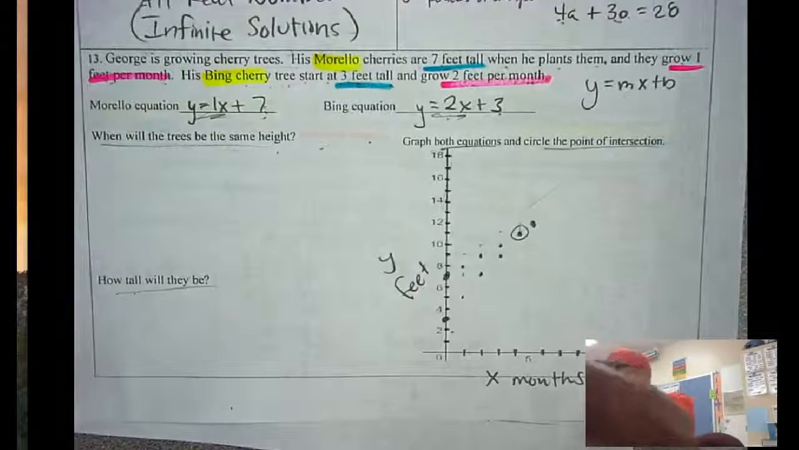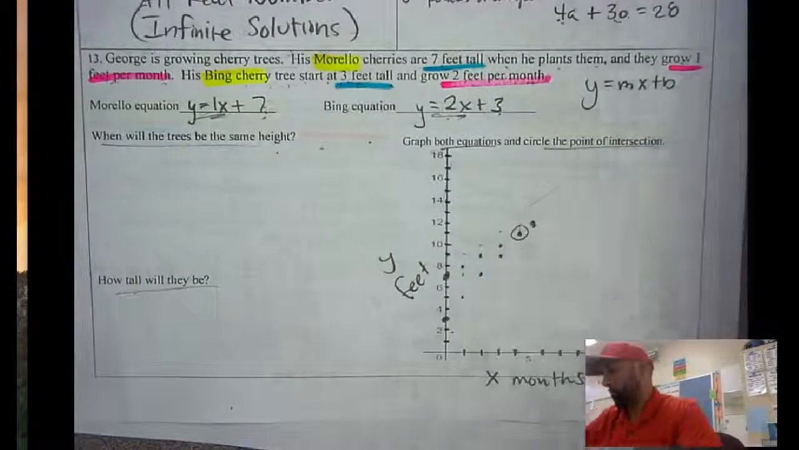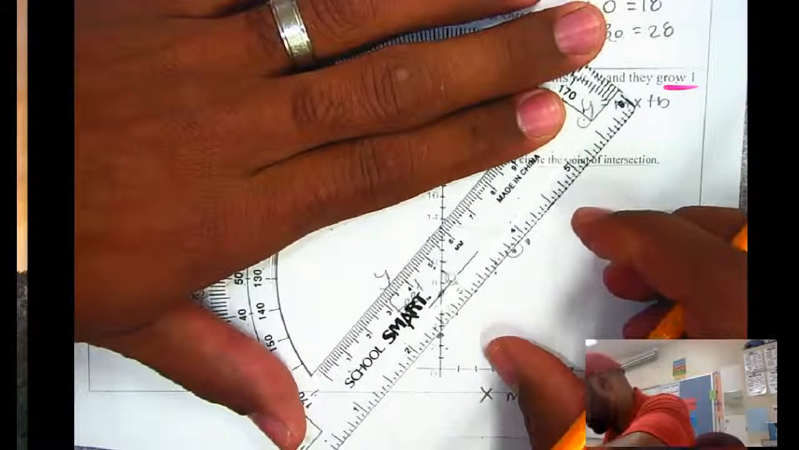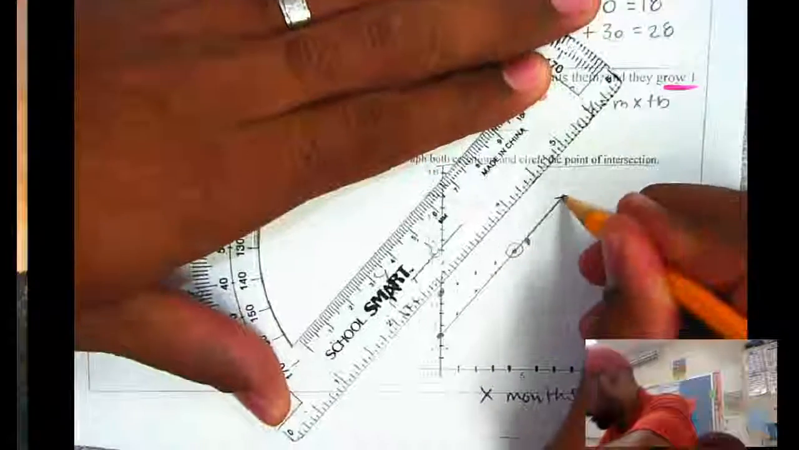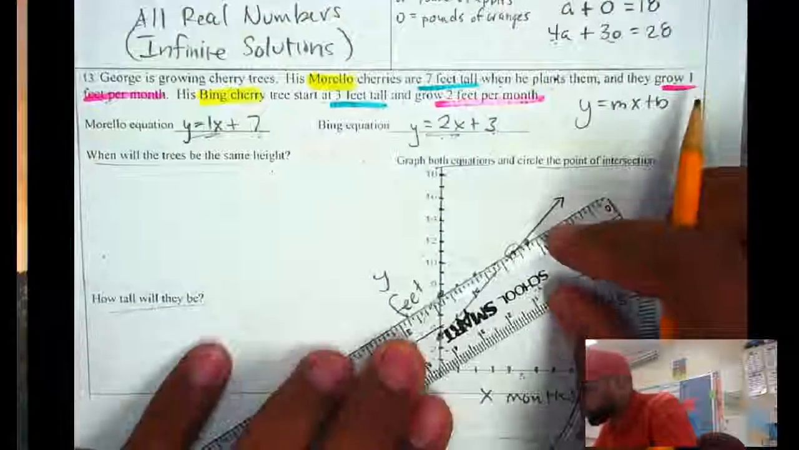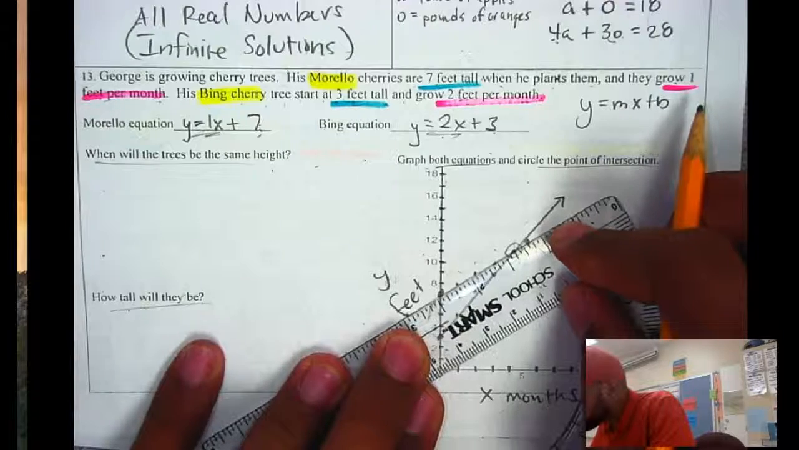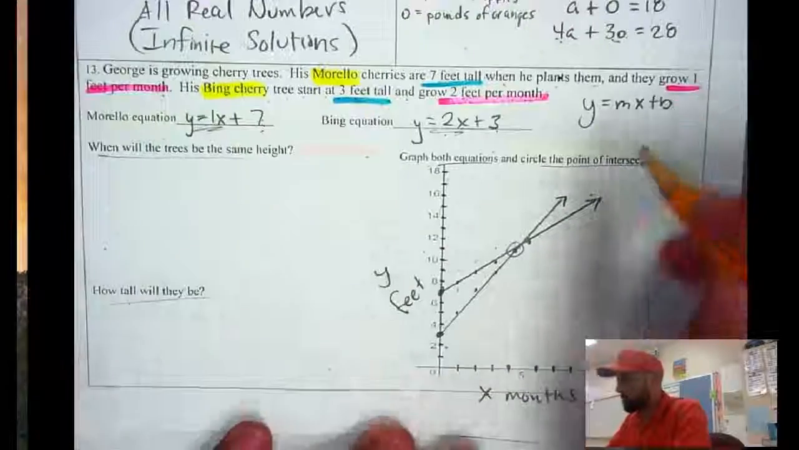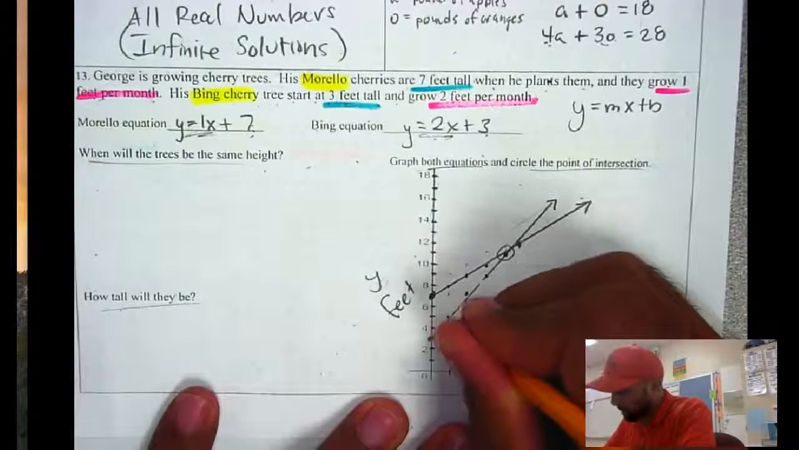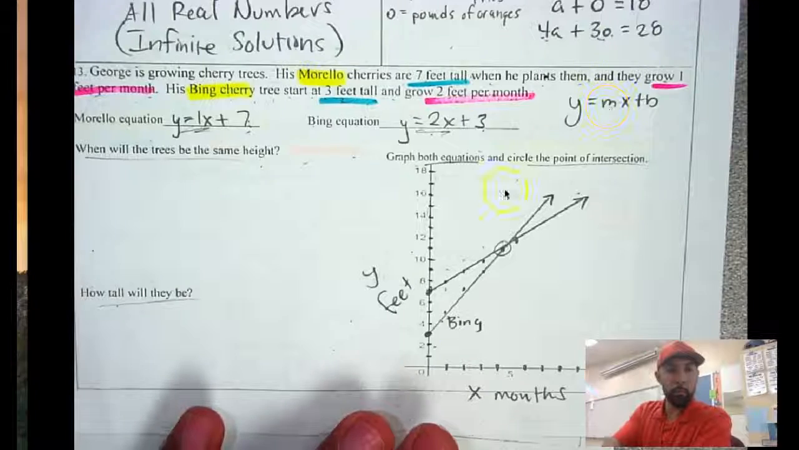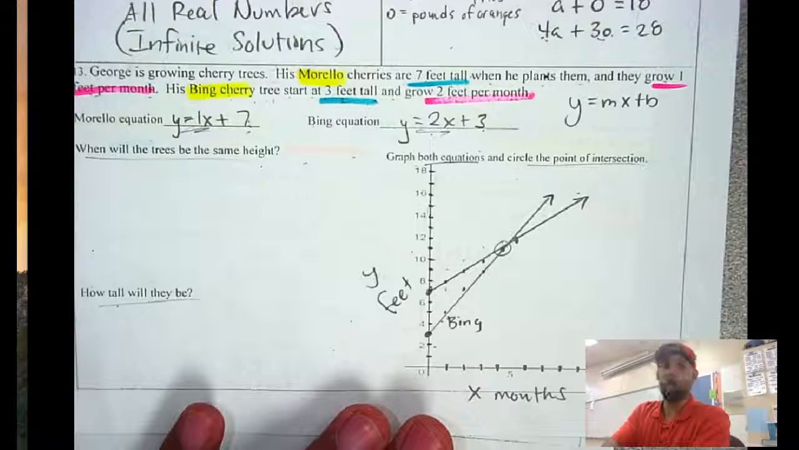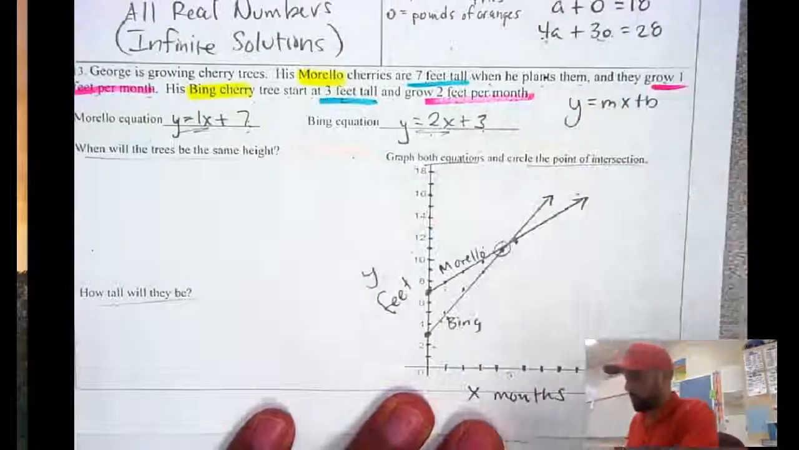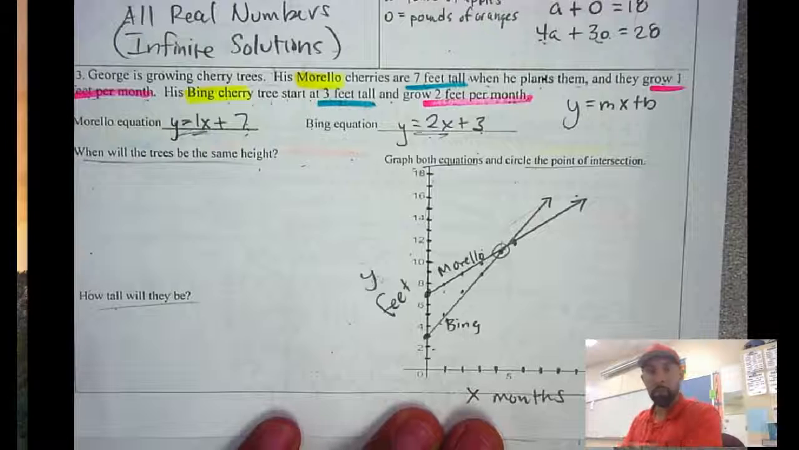So what I'm going to do now is draw out my lines. I'm going to start it there, and then I'll go off in this direction. This tree is the Bing. I'm going to label it. The next one is going to be the Morello tree. So that goes there.